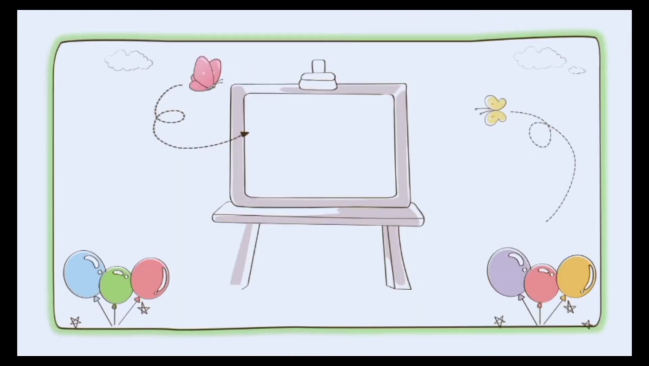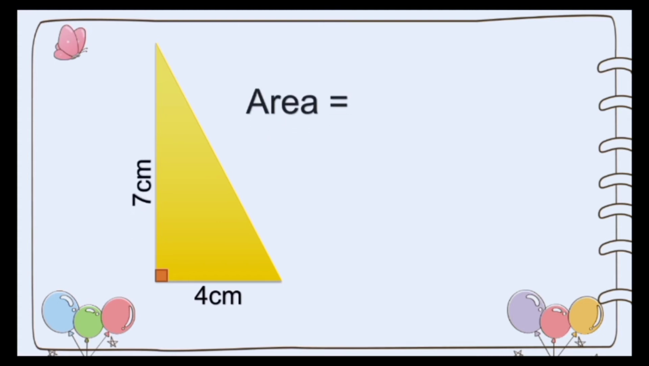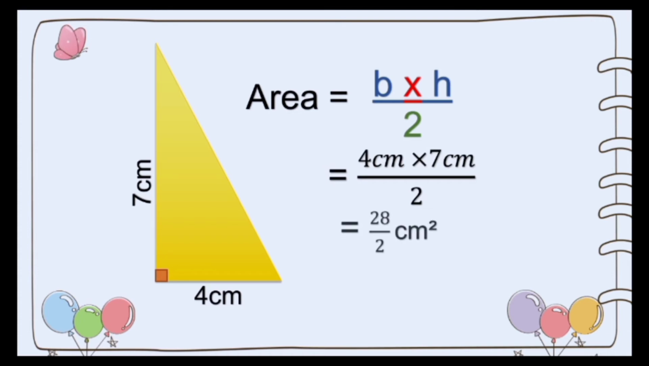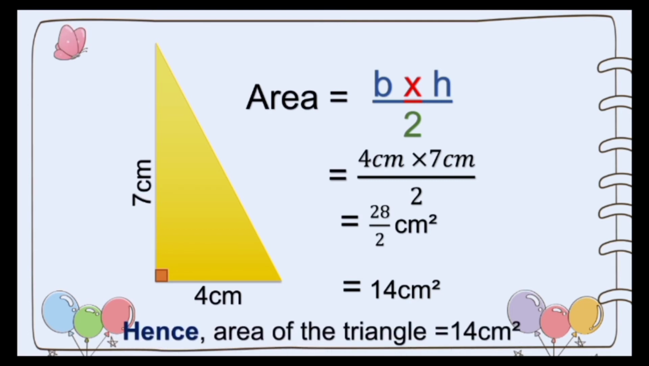Now let's consider some examples. Here is a right angle triangle. We need the sides that meet at the right angle. They are 4 cm and 7 cm. Remember, the area of the triangle is base times height divided by 2. First of all, we multiply base with the height. 4 into 7 is 28. Then we divide by 2, like cutting a rectangle in half. 28 divided by 2 is 14. Hence, the area of the triangle is 14 cm squared.